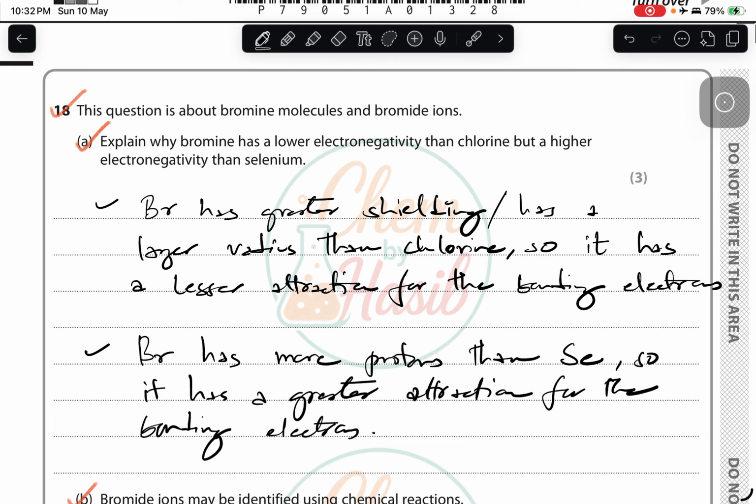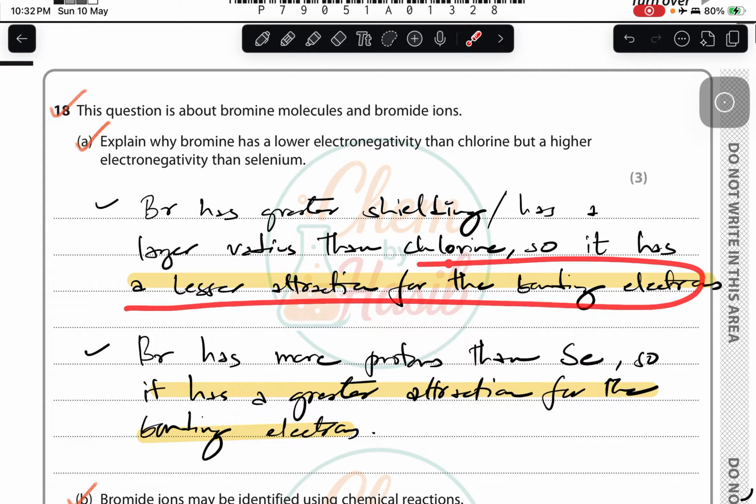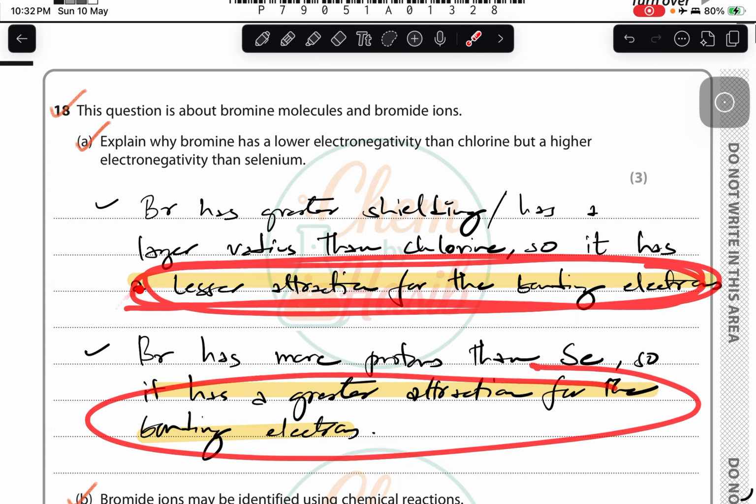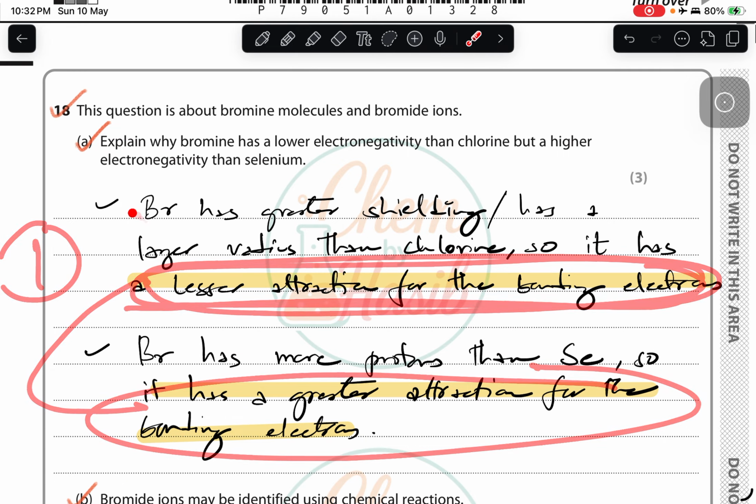So you get 1 mark for this point, 1 mark for this point, and the third mark is for writing about attraction. The third mark is for these 2 points, about greater attraction and for lesser attraction. For these 2 points, you get 1 mark, and for this point and this point, you get 2 marks. So total you get 3 marks.